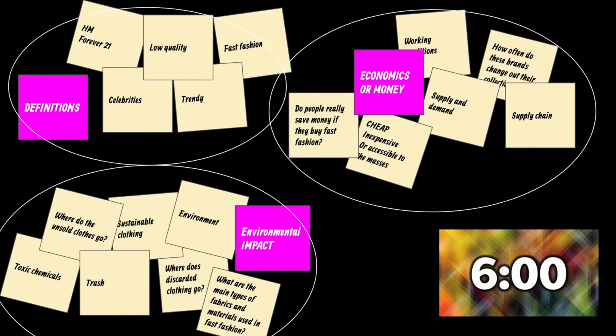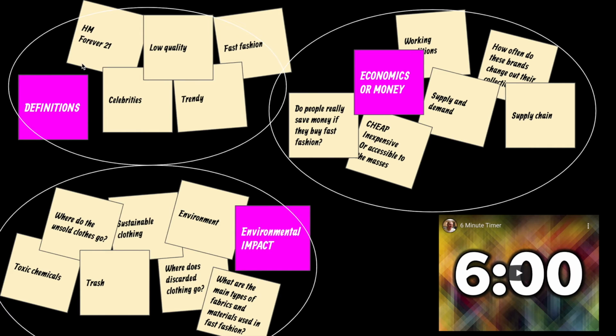So I put my ideas that relate to the definition of fast fashion in one category, economics and money, supply and demand in one section with the hot pink post-it, and then another section on the environmental impact, on toxic chemicals and landfills and things like that. So that is basically what we did.